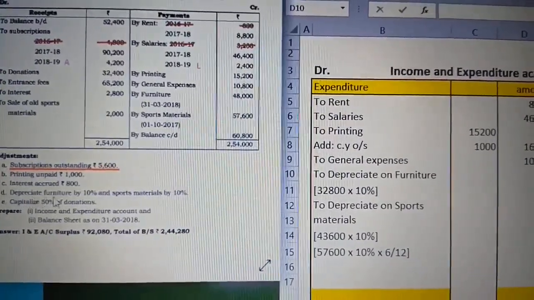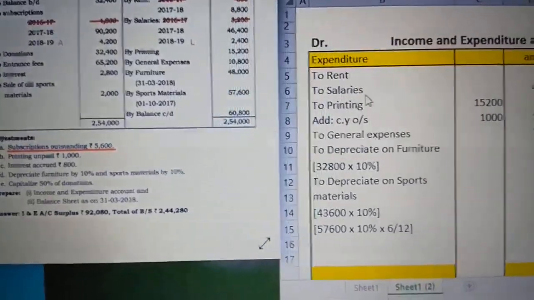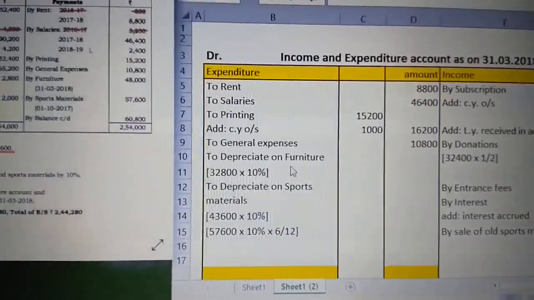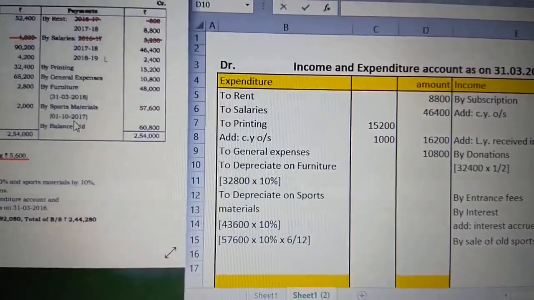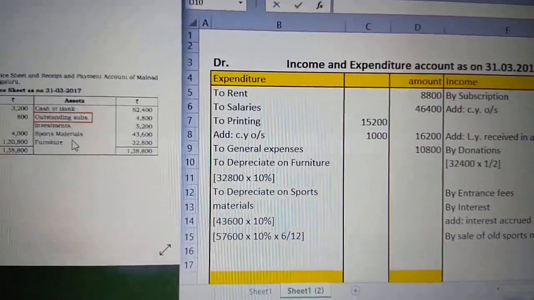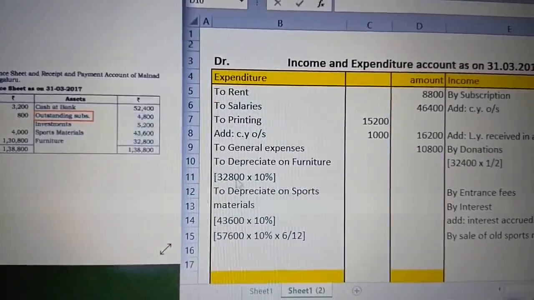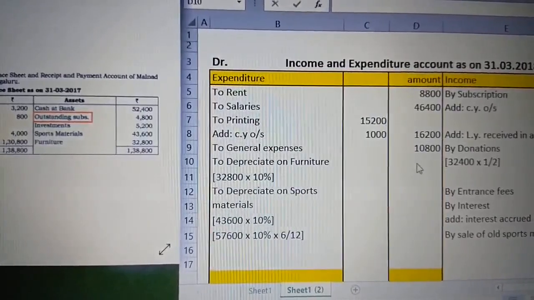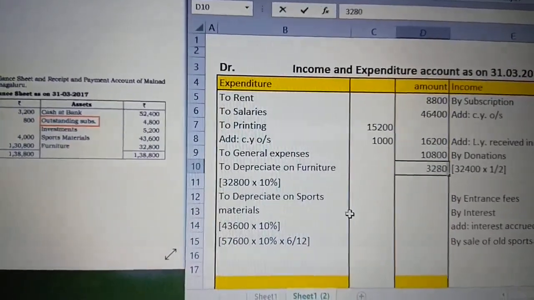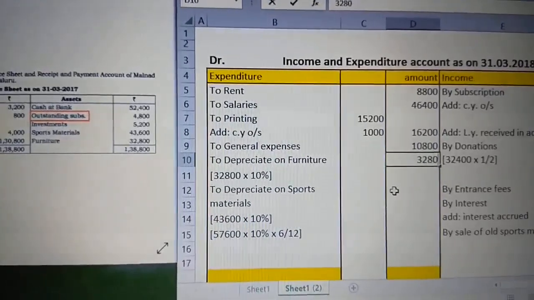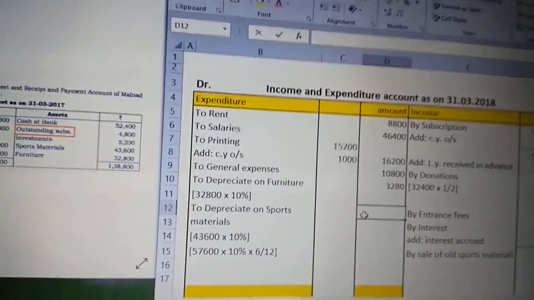Could you all find the last second adjustment? Depreciate furniture and sports material. They have given 10% each. So I'm going to depreciate. Now first on the furniture, 32,800 is the opening balance sheet value. Always when we find two, we have to take up first the opening value. So 32,800 into 10%, I receive 3,280. So 3,280 is the amount I'm getting as depreciation on furniture.